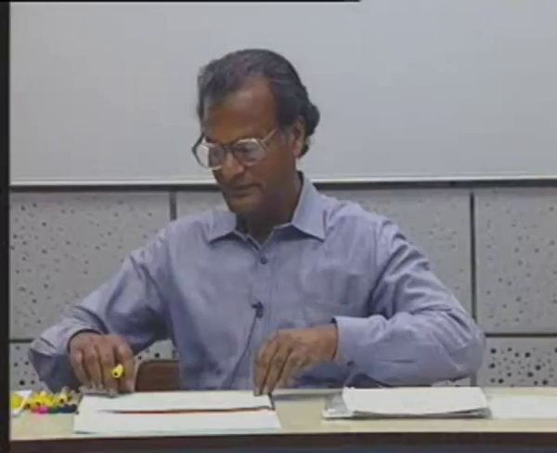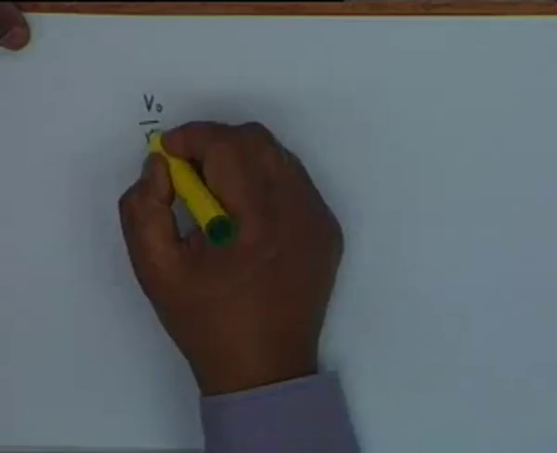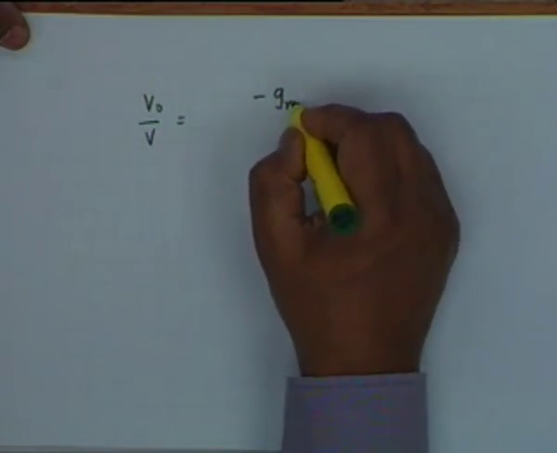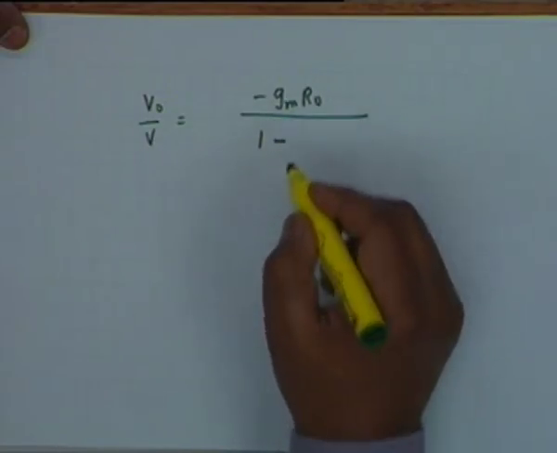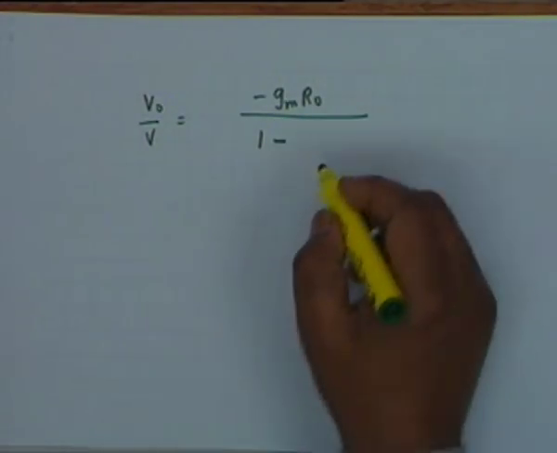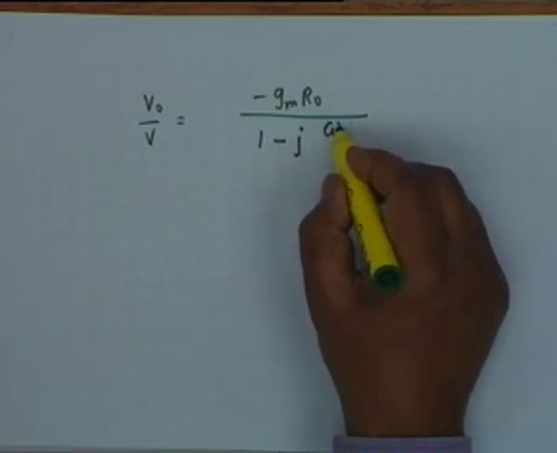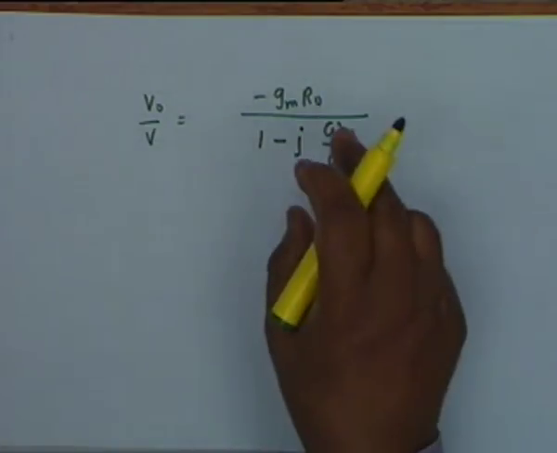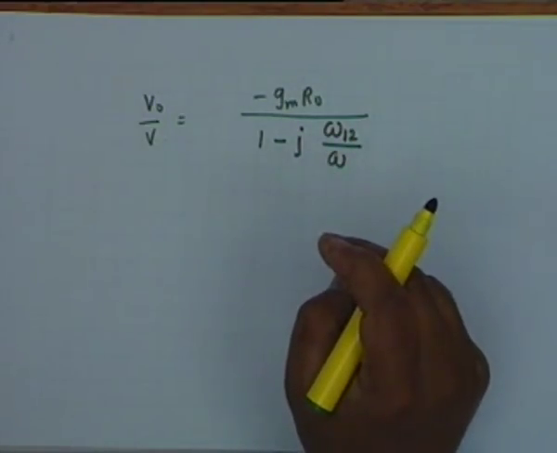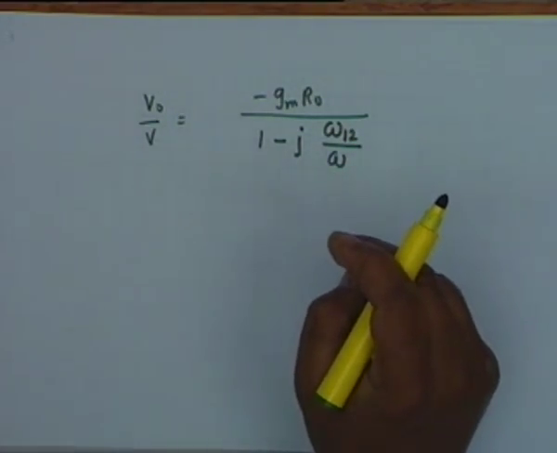Then my V0 by V becomes minus GM R0 divided by 1 minus, now I take j up, 1 minus j omega 1 2 divided by omega. All right. This is the low frequency gain as far as the output circuit is concerned.